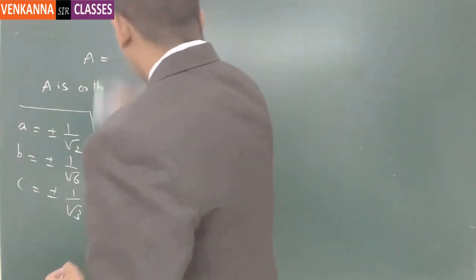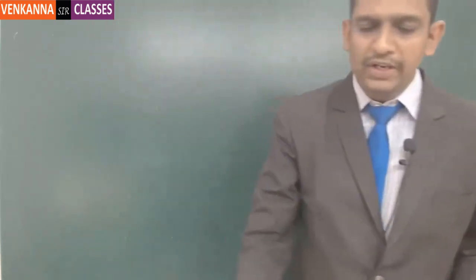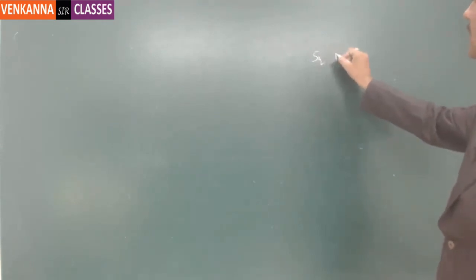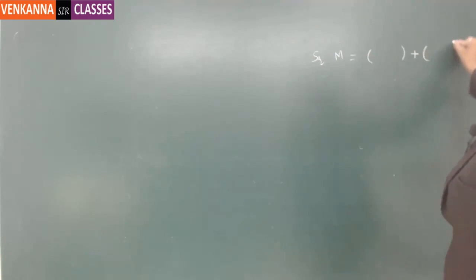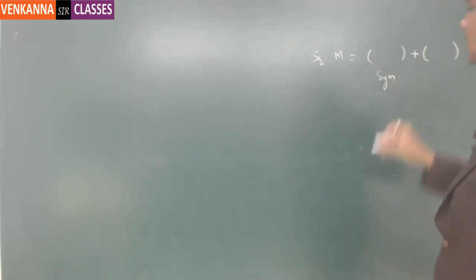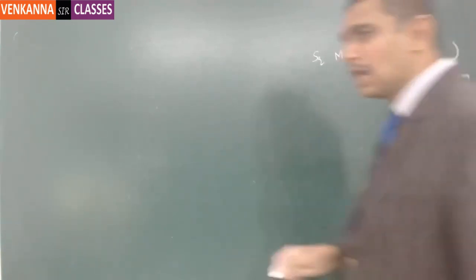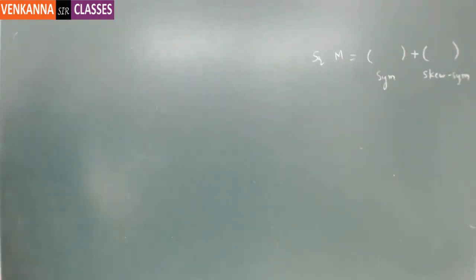So with regard to square matrices, you will have a small property that whenever you take a square matrix, that can be represented as sum of two matrices, where the first matrix is a symmetric matrix and the second matrix is a skew symmetric matrix. Have you gone through this result earlier? Yes or no?